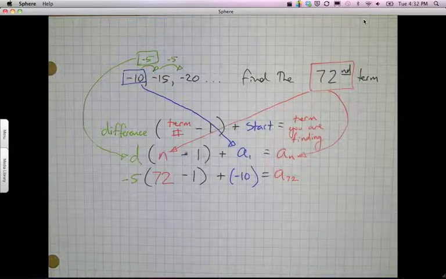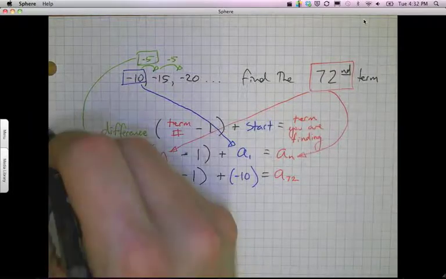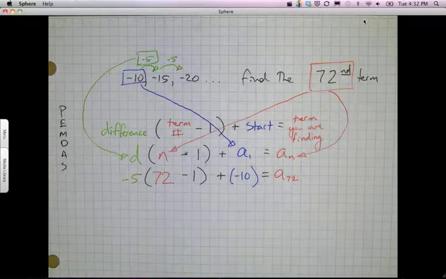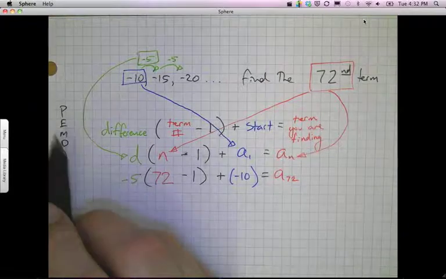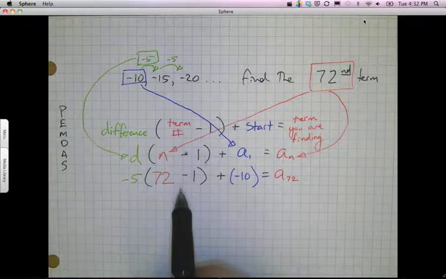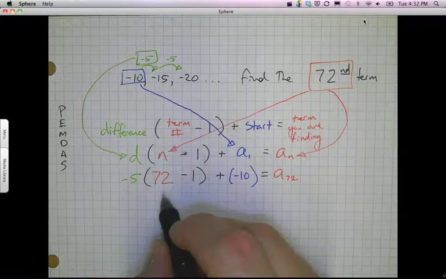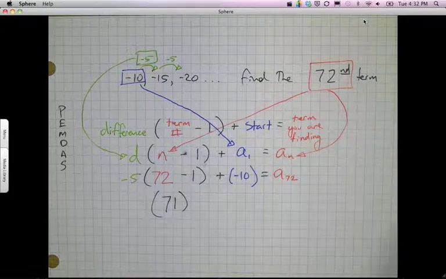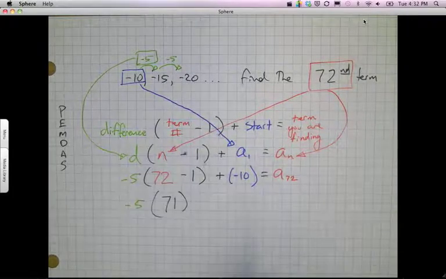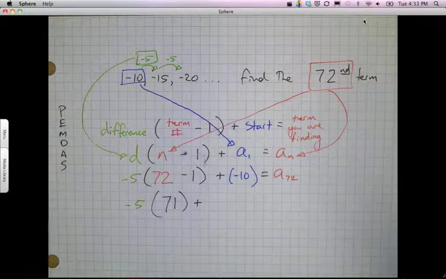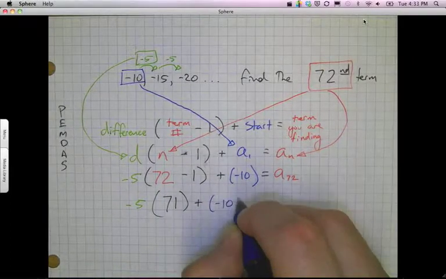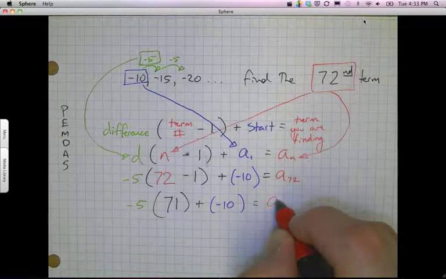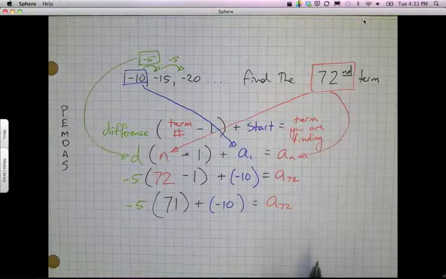Now I just go through and I use PEMDAS. Those of you who don't remember, please excuse my dear Aunt Sally. That's the order you have to do all your arithmetic in. And you start off here with P, which stands for parentheses. So I do everything inside my parentheses first. 72 minus 1 is 71. And that's going to be multiplied times my growth, or my difference, which is -5. And I'm going to add on to that my -10. And that'll equal my A72, or the 72nd term of my arithmetic sequence.